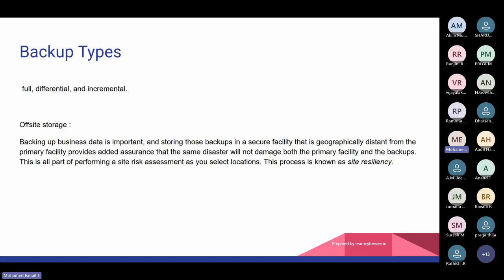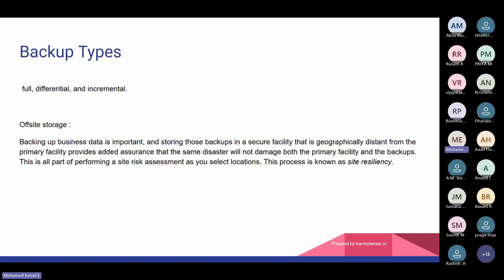The incremental backup is similar to differential backup, but with a slight difference. It only keeps adding the incremental value: whatever new data is written, that gets backed up. So you understand the different backup types.